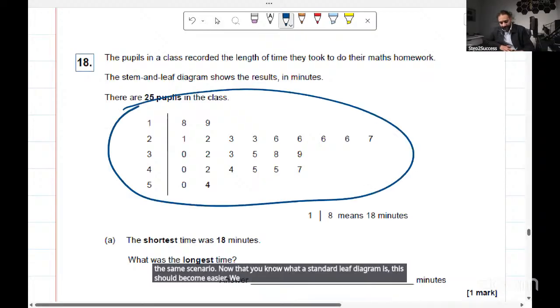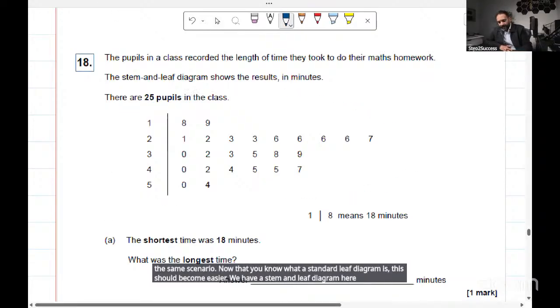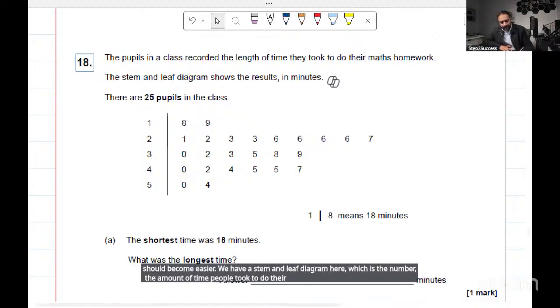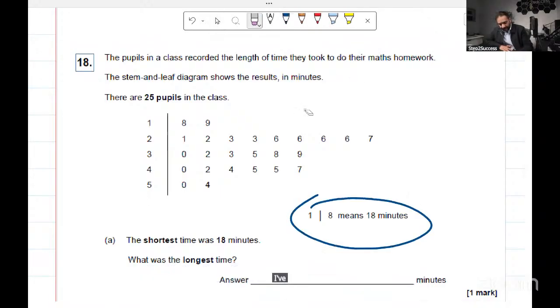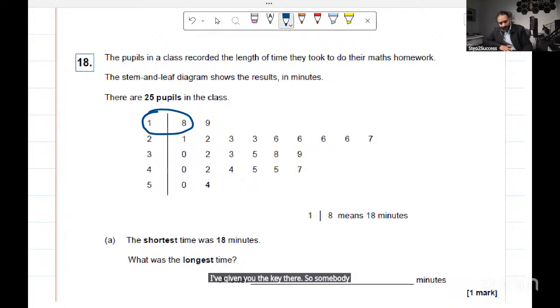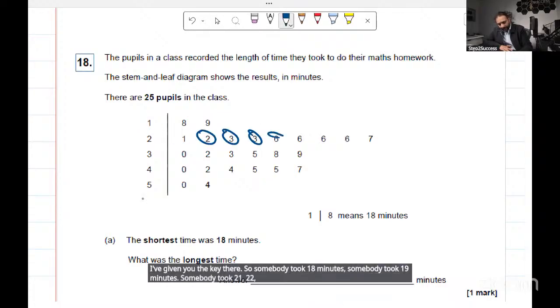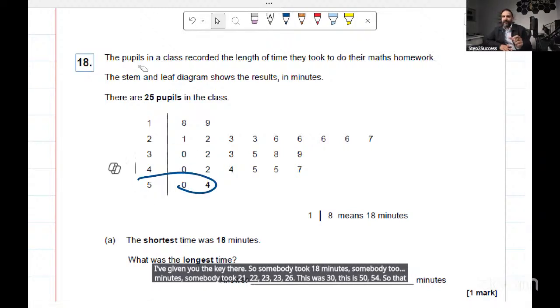We have a stem and leaf diagram here, which is the amount of time people took to do their maths homework. So remember what this means. They've given you the key there. So somebody took 18 minutes, somebody took 19 minutes, somebody took 21, 22, 23, 23, 26. This was 30, this is 50, 54. So that's what this means. That's what these numbers mean.